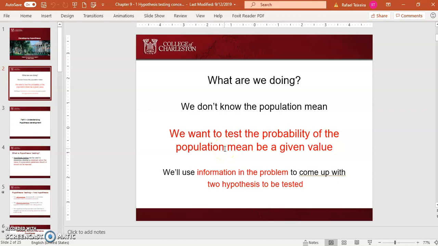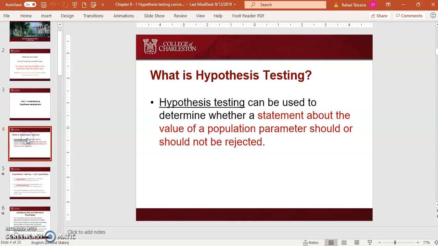Remember, in chapter 8, we were developing interval estimates for population parameters such as mean and proportion. In this chapter 9, we're going to make assumptions. We're going to say, I think that the population mean is this, or is higher than this number, and then we're going to test using hypothesis test. Okay, so let's talk about hypothesis test first.